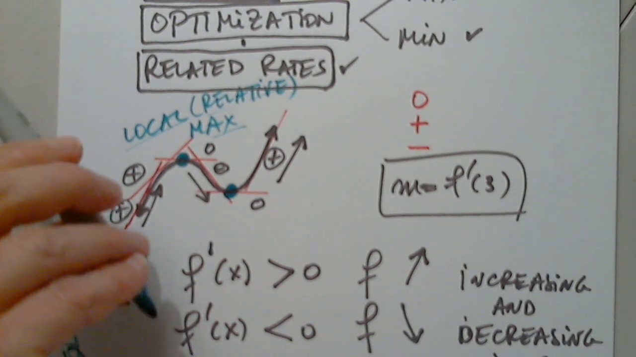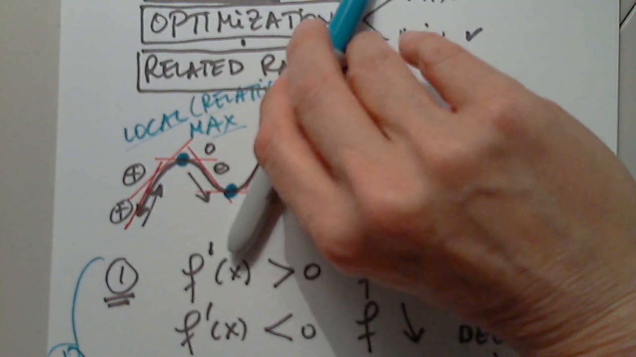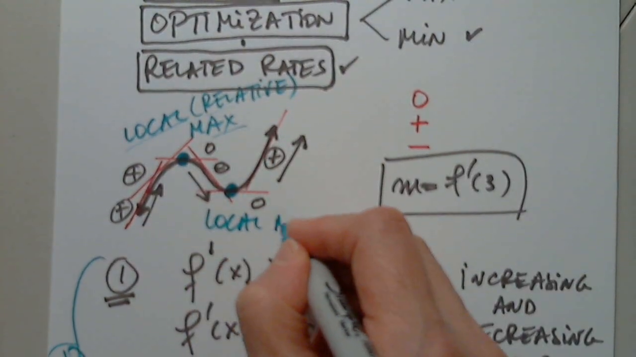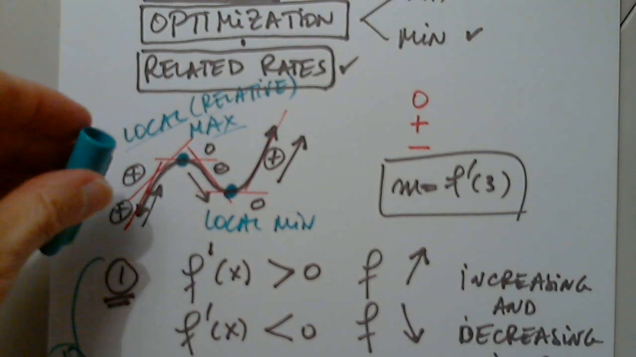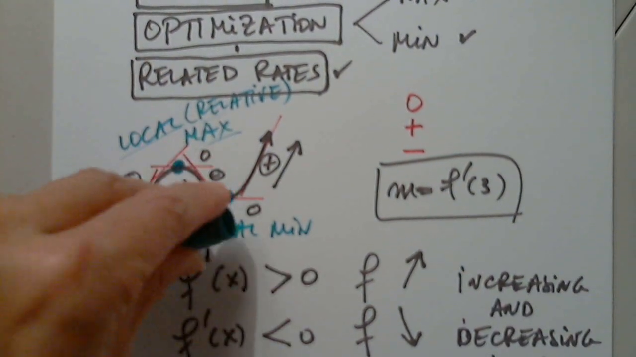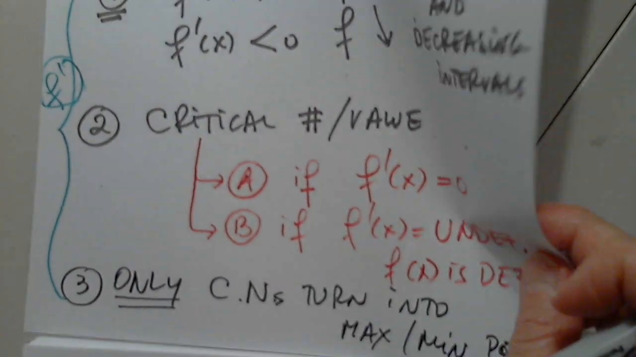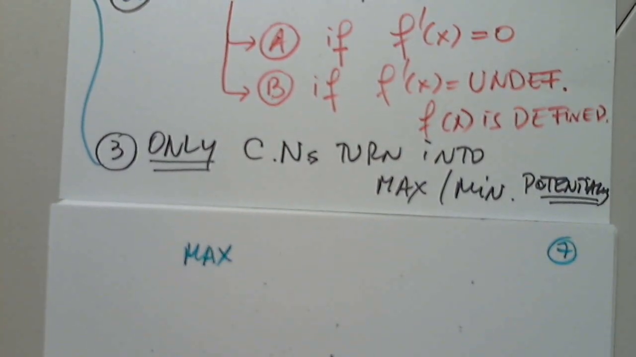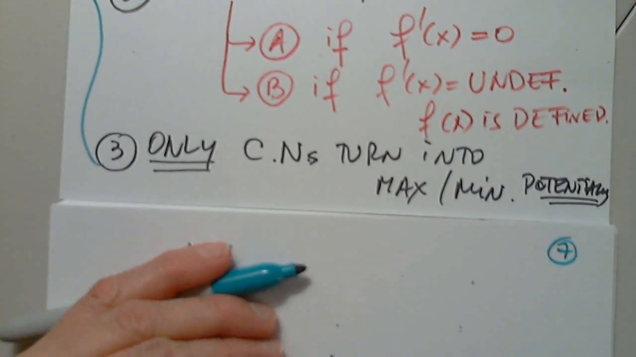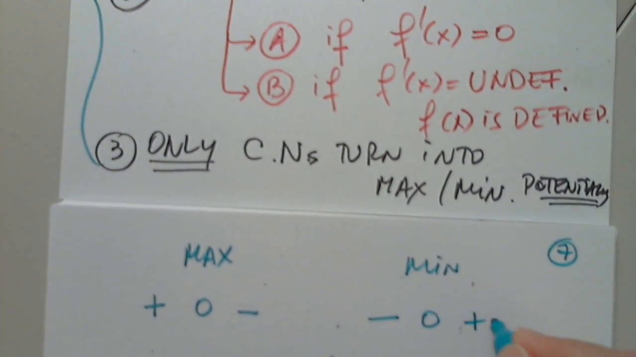What happens to the derivative? First, it's negative, then it's 0, and then it's positive. So this is typical for a local min. It has to be this particular sequence of signs: positive, 0, negative, or negative, 0, positive. So then, what is a max? A max requires positive, 0, negative for the derivative. A minimum requires negative, 0, positive.